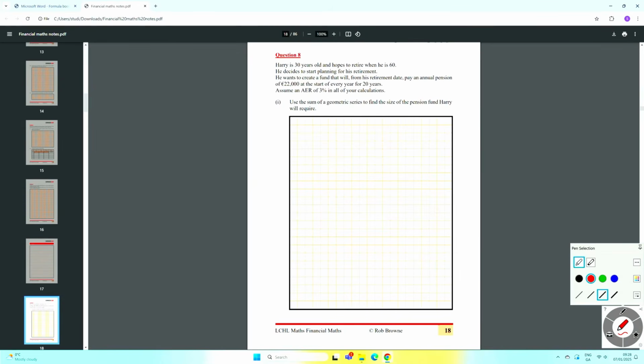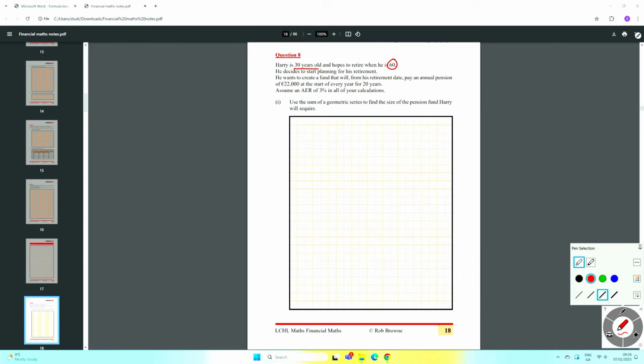So here's the question on page 18. It says, Harry is 30 years old, and he hopes to retire when he's 60. Good luck with that, Harry. So he's hoping to retire when he's 60. He's not going to be retiring at 60, but he hopes to retire when he's 60.